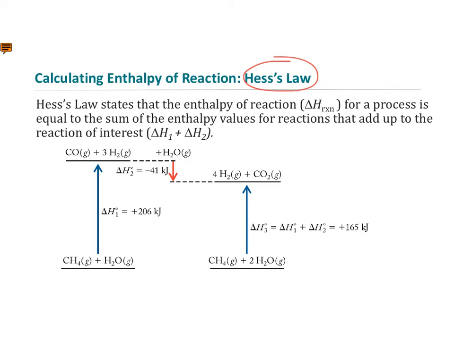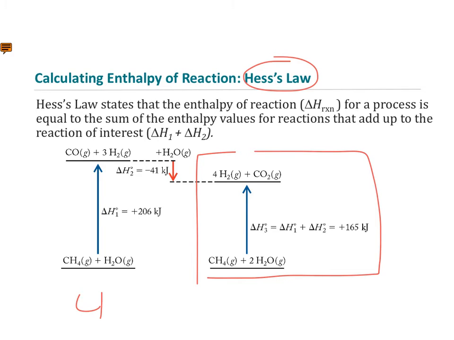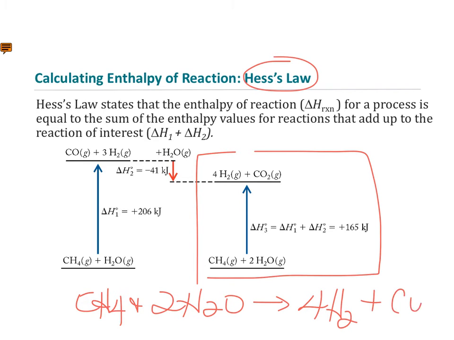Let's say that you were interested in this particular reaction, okay? So just writing it out in what you're used to. Methane combined with 2 moles of water gives 4 moles of hydrogen gas and carbon dioxide. Okay, but let's say that you were not able to, for whatever reason, measure the delta H of reaction for this. But you could find other reactions that when added together gave you this reaction.